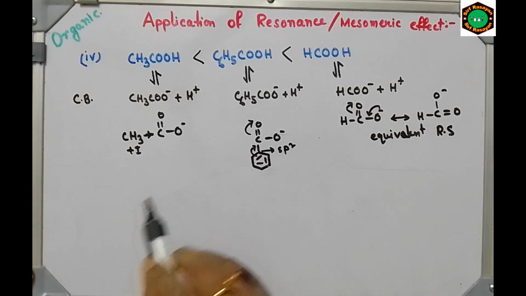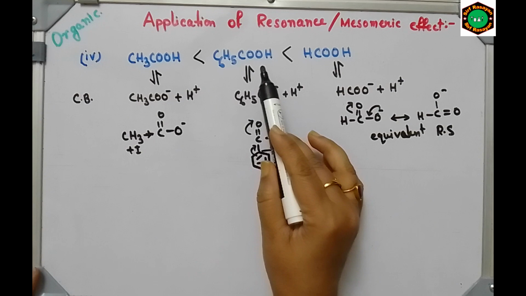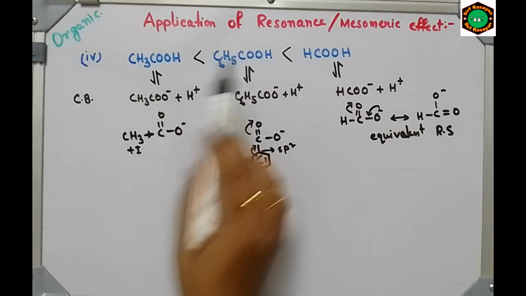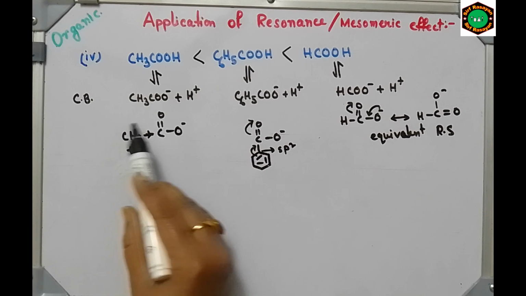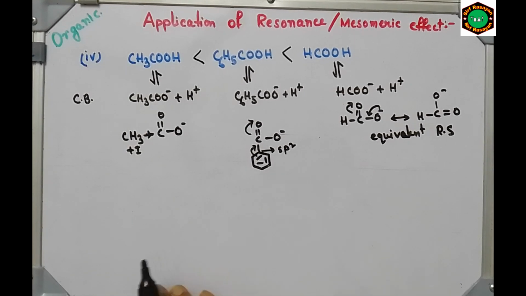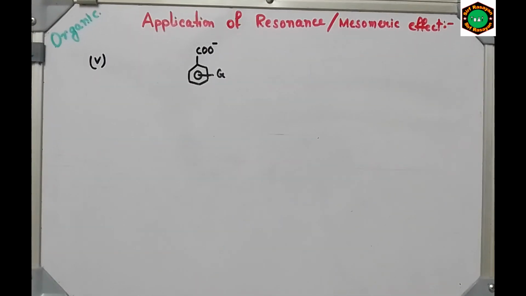So we have seen that when comparing the acid strength between benzoic acid and formic acid, we have to consider the resonance effect between CO and the benzene ring. And when comparing the acid strength between acetic acid and benzoic acid, we have to consider the plus I effect of methyl and the minus I effect of this double bonded carbon. Now see, this is the substituted benzoate ion.